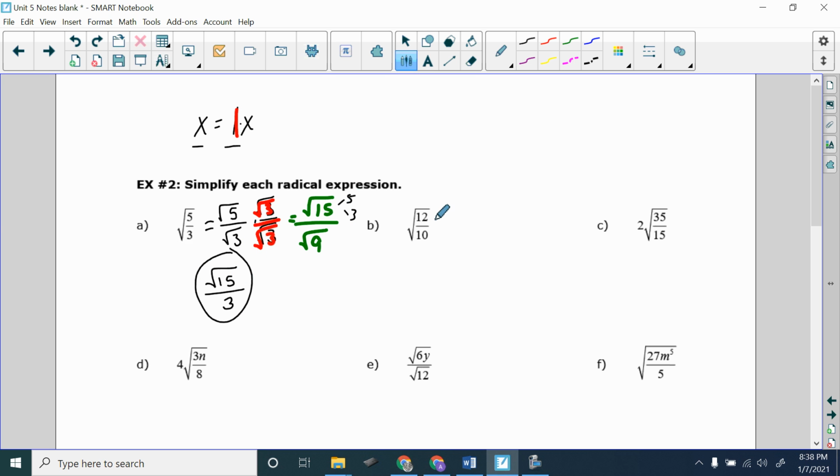We'll try that again. So we have a square root of 12 over the square root of 10. However, when I wrote this, I forgot to check first if I can simplify under the square root. So 12 and 10 do simplify. And the reason I'm doing this is because the denominator is not a perfect square, I can simplify this.